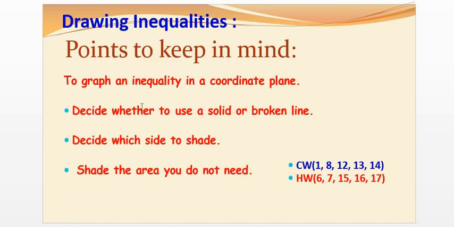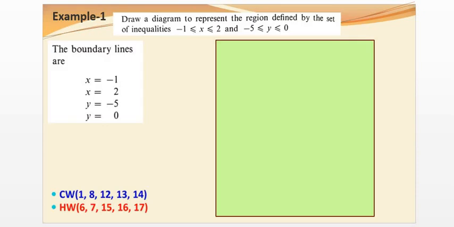These are the points that you have to keep in mind while you are graphing any inequality. The first one is to decide whether to use a solid or a broken line, and then decide which side to shade, the area you do not need. If you want to see the detail of these points, please watch the video of exercise 21a. Okay, let's start with the help of an example.